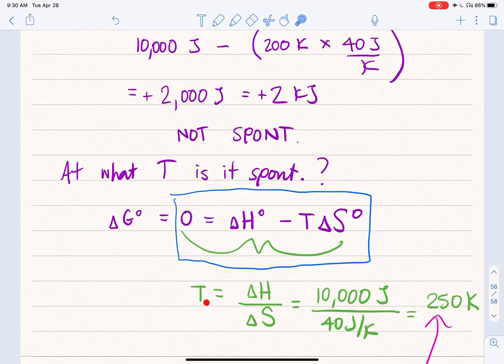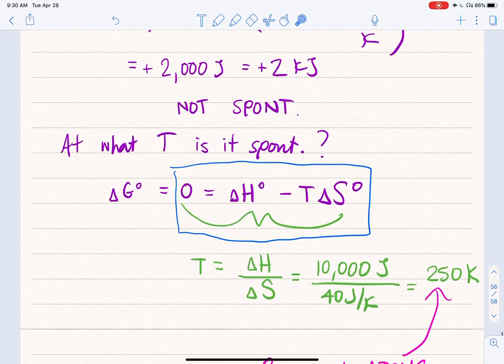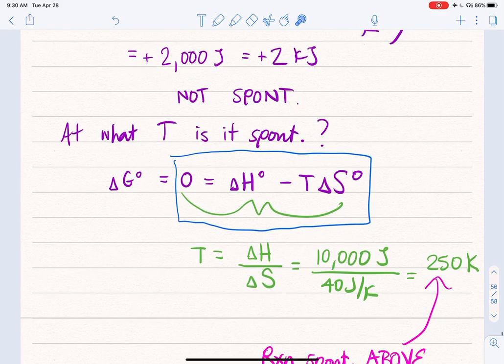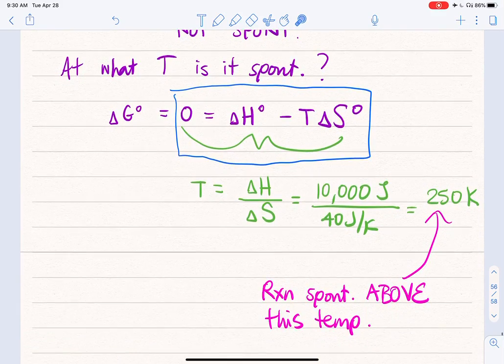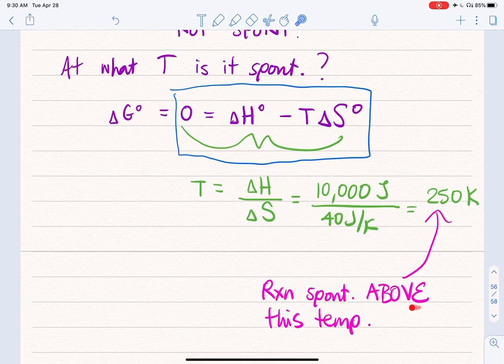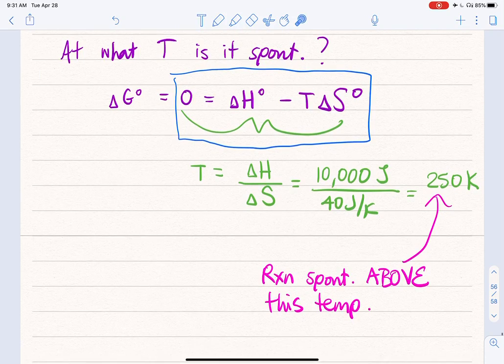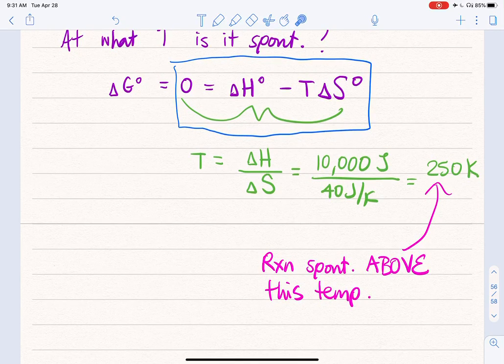So just doing the algebra to rearrange this equation, T equals delta H over delta S. Plugging in our values in joules, 10,000 joules over 40 joules per Kelvin, that gives me a temperature of 250 Kelvin. Now, this is an entropy-driven reaction. So that means in this case, the reaction is going to be spontaneous above this temperature because the entropic term needs to dominate if you want it to be spontaneous.